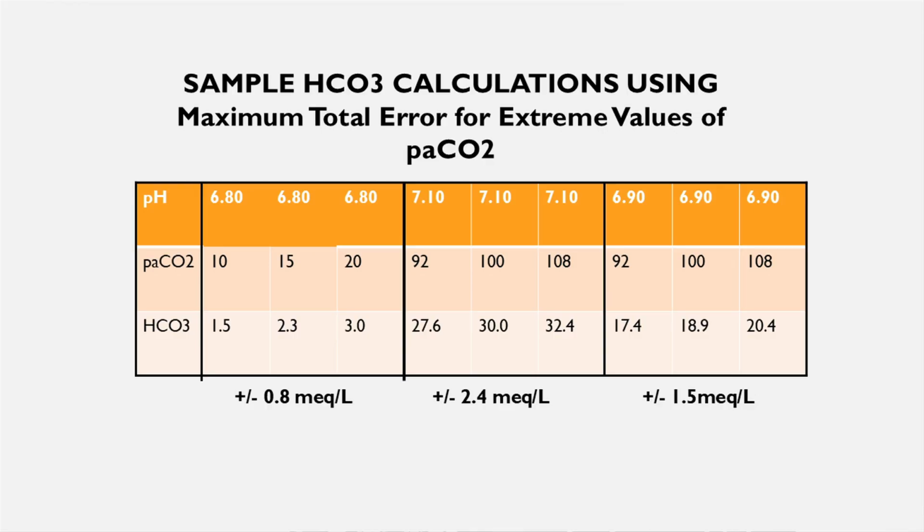And this is a test of that with some extreme values for pH and PaCO2. And this is assuming an error of 8 millimeters mercury either way. And the differences with the calculated bicarb in these examples ranged from 0.8 to 2.4. And that's well within the range of error for the measured total CO2 values on the chemistry panel.